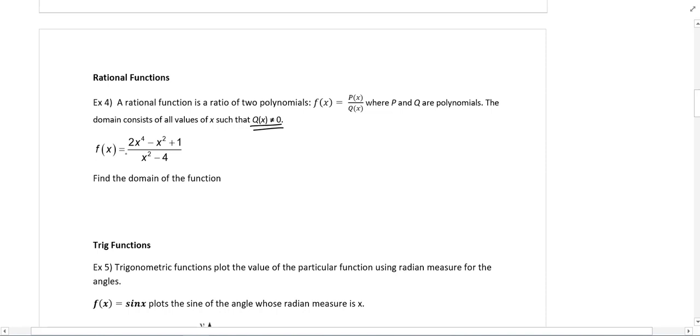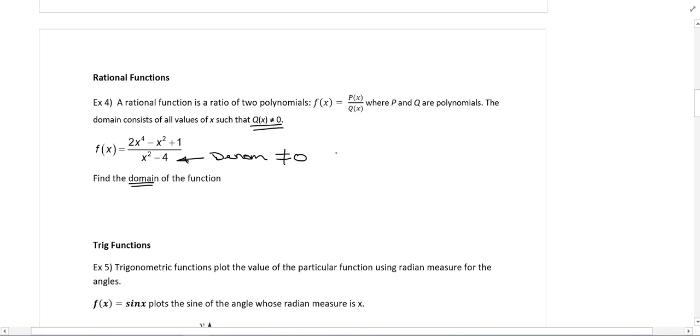So given this function, this is a rational function: you have a polynomial on the top, with non-negative integer exponents, so they have to be integers, positive or 0. And same on the bottom. So we want to know what's the domain of this function. As soon as you see a denominator, we know the denominator cannot be 0.